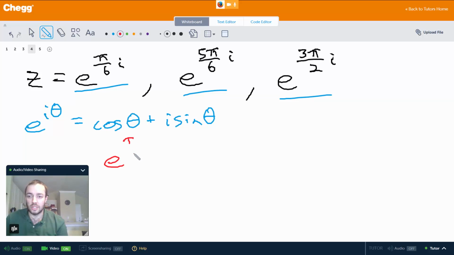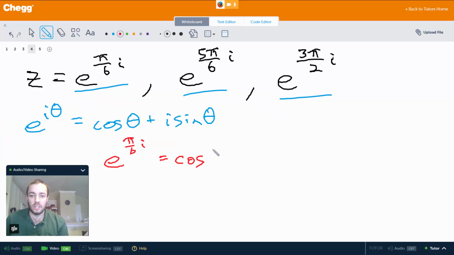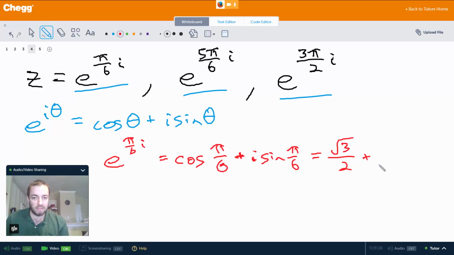e to the pi over 6 times i. Well, let's just use this formula here with theta as pi over 6. Then what we get is cosine of pi over 6 plus i sine of pi over 6. And then from here, it's just a matter of knowing the unit circle. So let's see, cosine of pi over 6 is root 3 over 2, and then plus i sine of pi over 6, sine of pi over 6 is 1/2. So we have plus 1/2 i. Okay, so that's e to the pi over 6 times i.